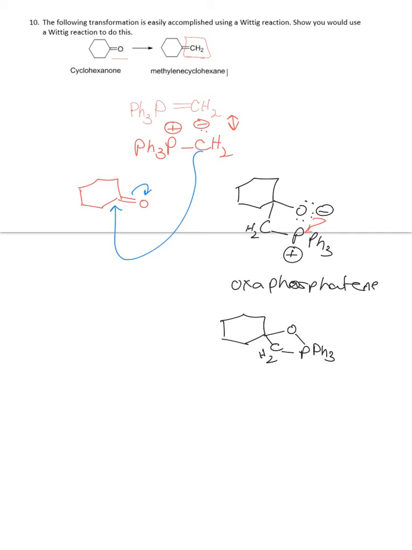And then it collapses. The oxygen is going to go with the phosphorus, and those electrons are going to go to make the alkene. And this reaction works very nicely to give you an alkene from a ketone.